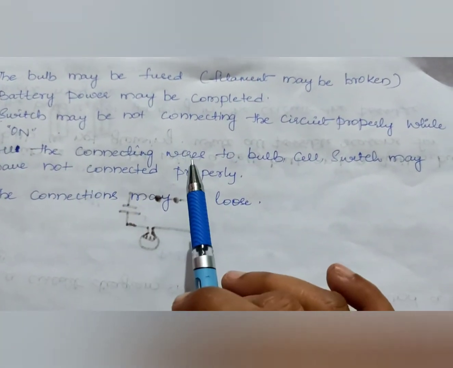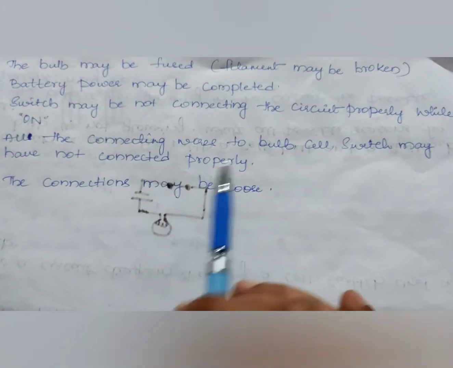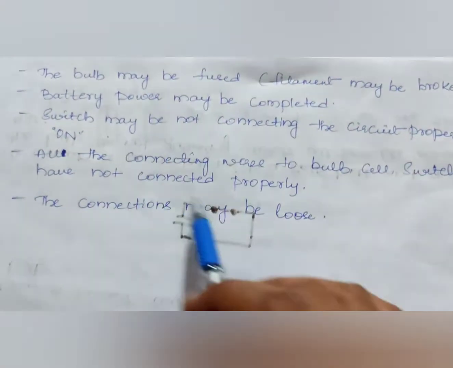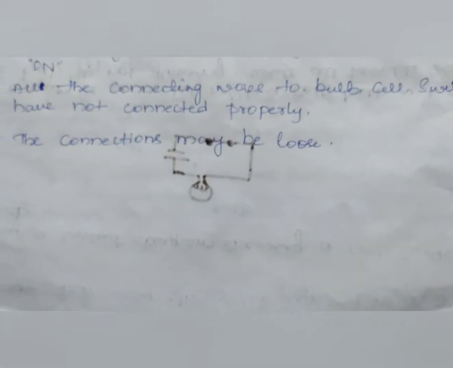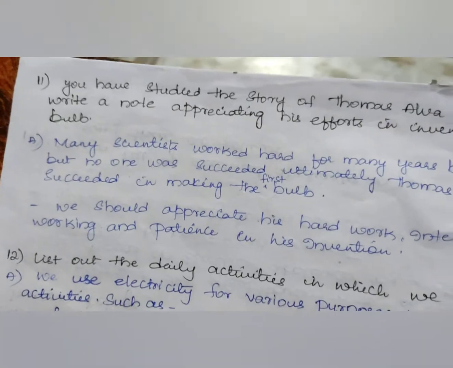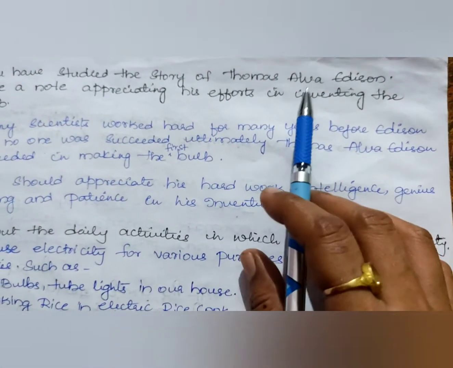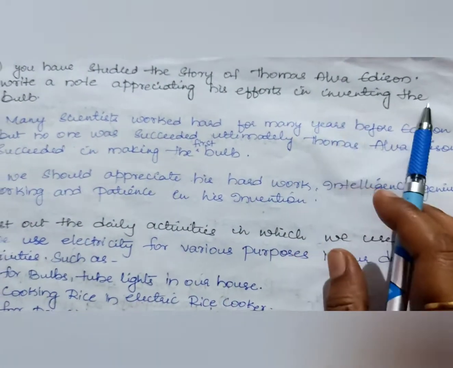All the connecting wires to bulb, cell, switch may have not connected properly. The connections may be loose. So these may be the possible reasons for the bulb not glowing. Next question, 11th one. Have you studied the story of Thomas Alva Edison? Write a note appreciating his efforts in inventing the bulb.